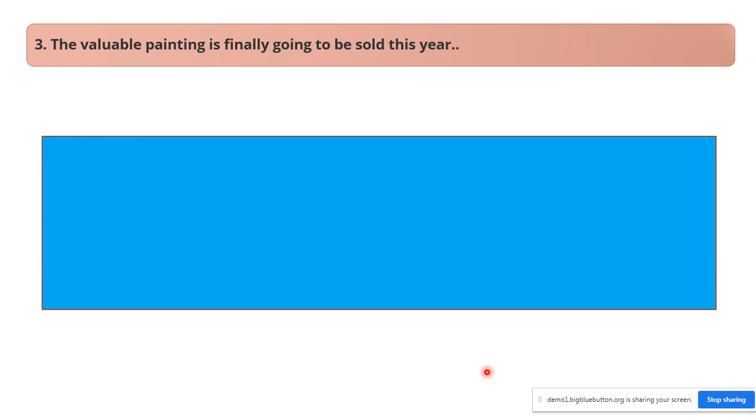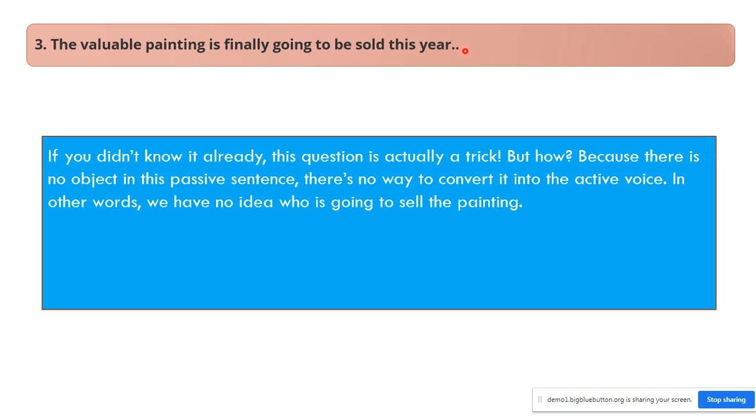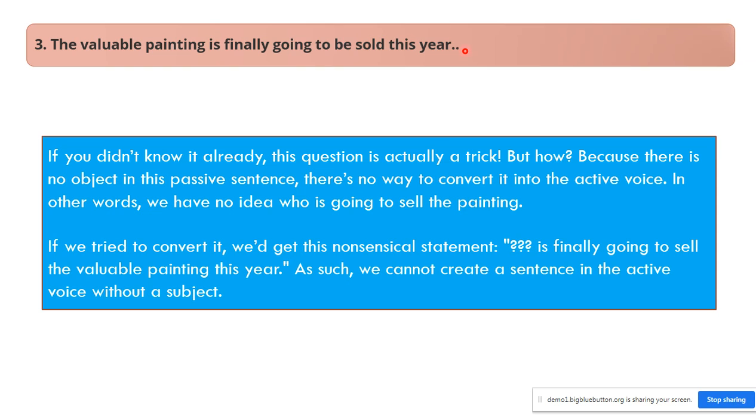Look at the sentence again. The valuable painting is finally going to be sold this year. Here we don't have an object in this passive sentence. There's no way to convert it into active voice. In other words, we have no idea who is going to sell the painting. So by which subject should I start my active sentence? If we try to convert it, it doesn't make sense, because we don't have a subject to start with. It means the doer. I don't have the doer to start with. So we cannot create a sentence in active voice without a subject. So this sentence cannot be converted.